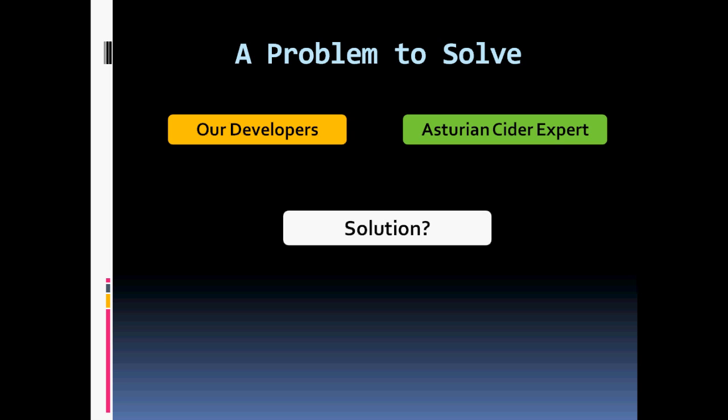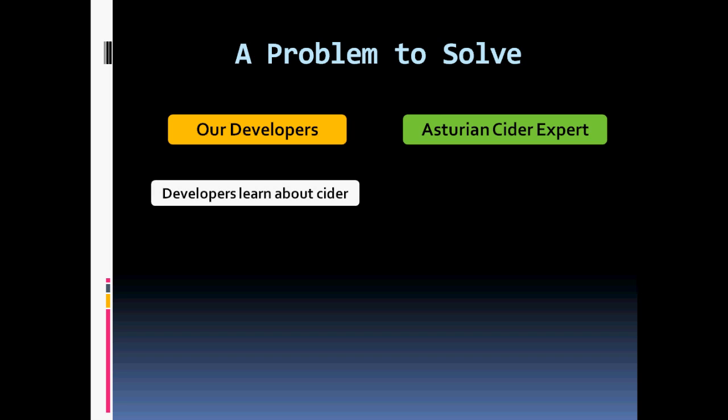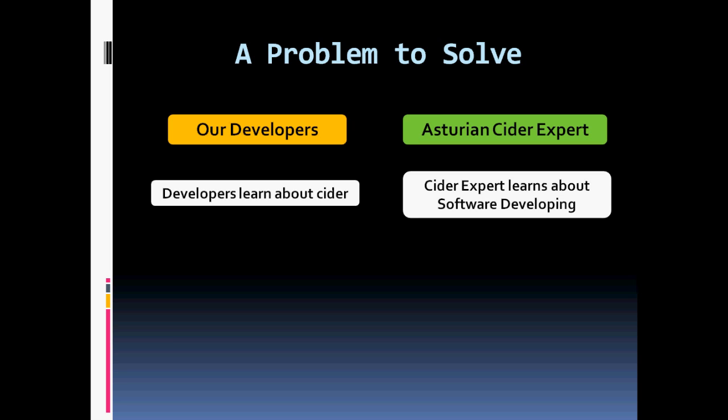So, what are our possible solutions to make a good definition of the cider production process? Well, developers can learn about cider, but they won't know as much as the expert, and the process won't be as perfectly defined as it was done by him. We can teach the cider expert about software developing, but we've got the same problem. He won't be as good as our developers, and he won't have the experience in developing software.